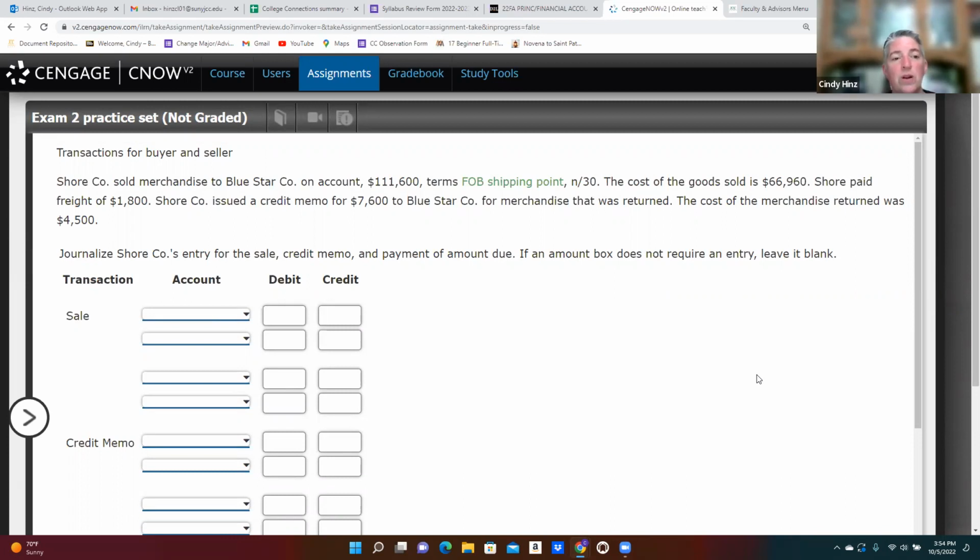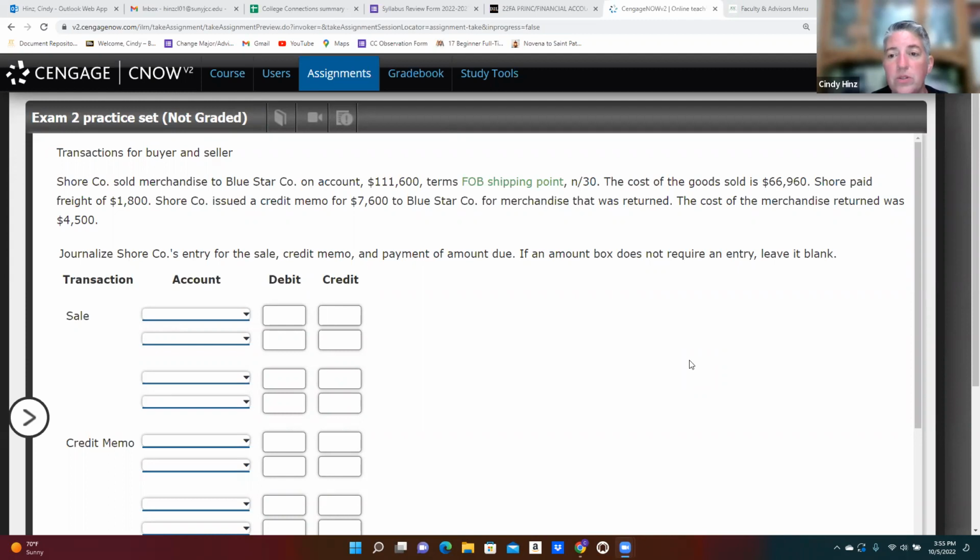So in this exercise, Shore Company sold merchandise to Blue Star Company on account, $111,600. The terms were FOB shipping point. That's another concept we talked about in chapter 5. Really refers to, where does the title change hands? Where does it become the property of the buyer? And so if it's FOB shipping point, that means that it becomes the property of the buyer when it leaves the seller. The seller is the shipping point. And so in that case, the buyer who owns the product would be responsible for the freight charges as well.